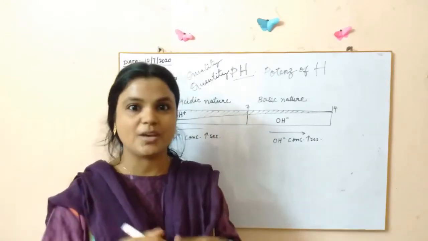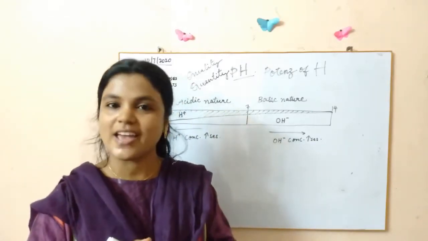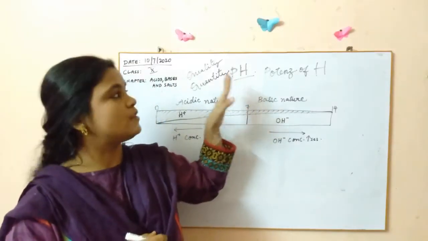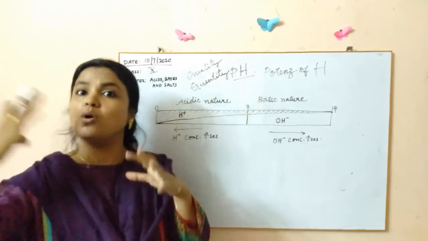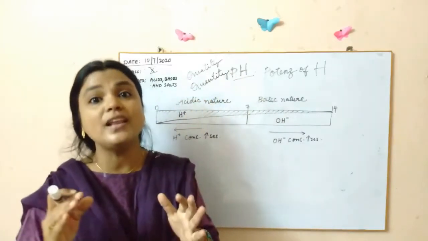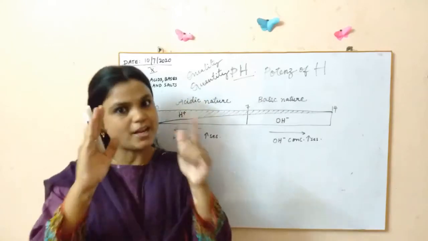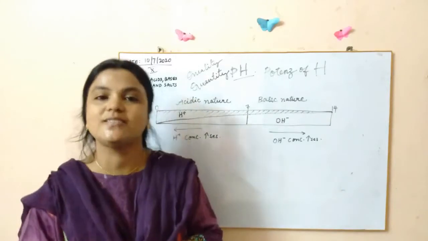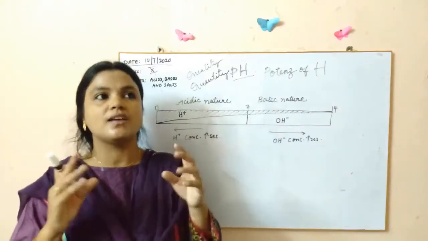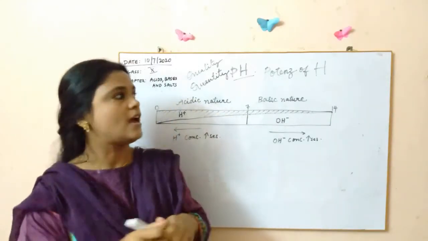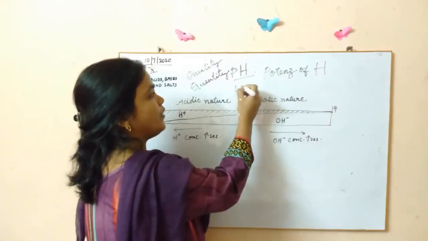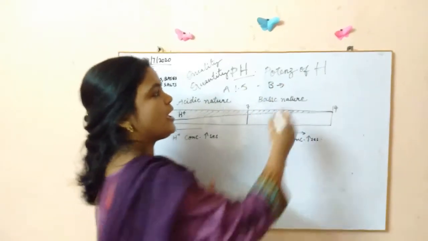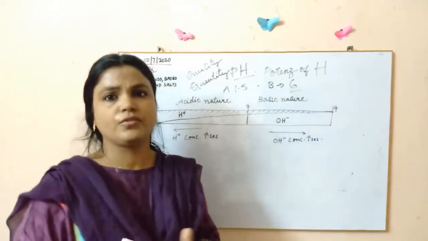So the more the hydronium ions, the more acidic, the stronger the acid it is. So a solution which has more concentration of hydrogen will have lower pH. That you should remember here. The lower the pH, the more acidic the solution is. Say for example, a solution A has a pH value of 1.5 and another solution has a pH value of 6.